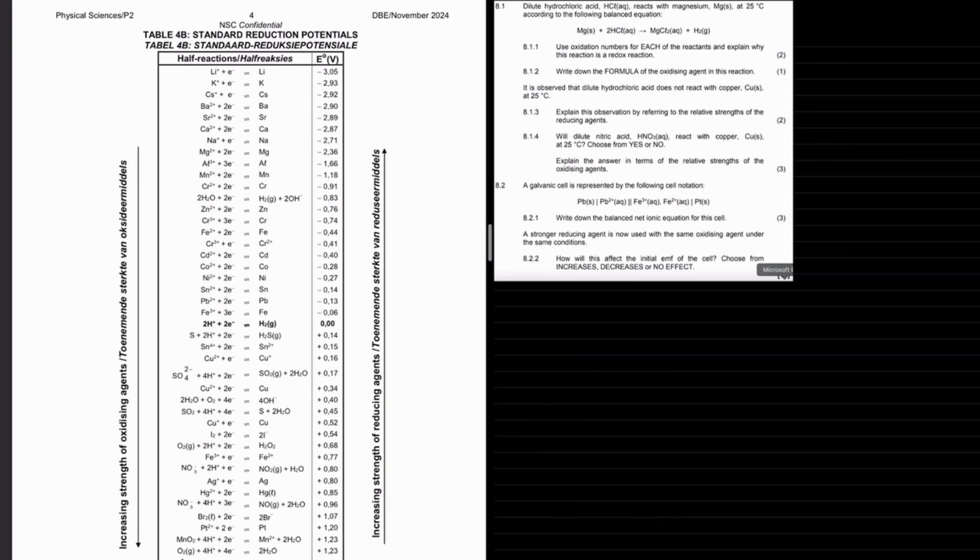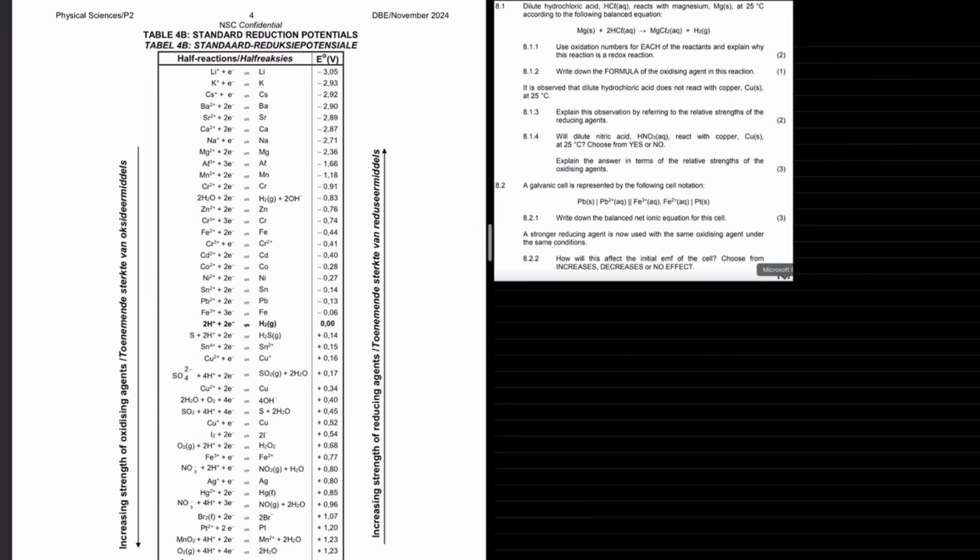So question 8 reads, dilute hydrochloric acid, HCl, reacts with magnesium at 25 degrees Celsius according to the balanced equation given below. So they've given us the equation, that's fine. 8.1.1 says use oxidation numbers for each of the reactants and explain why this reaction is a redox reaction. Okay, now we must understand what is a redox reaction. A redox reaction is a reaction in which there is something that's going to be oxidized and something that's going to be reduced.